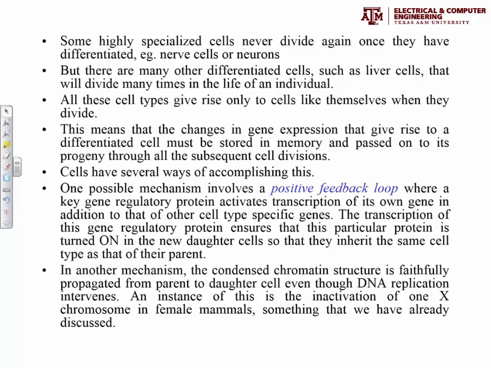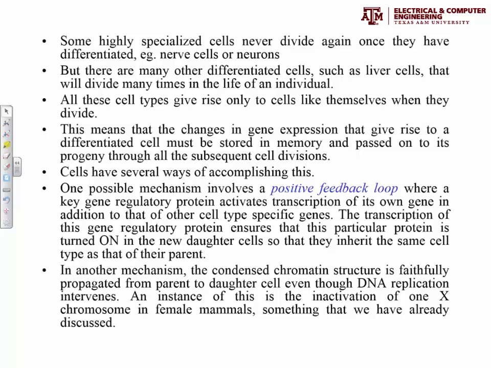This means the changes in gene expression that give rise to a differentiated cell must be stored in memory, and they must be passed on to its progeny through all the subsequent cell divisions. And cells have several ways of accomplishing this. One possible mechanism involves a positive feedback loop, where a key gene regulatory protein activates transcription of its own gene. So more of that protein is going to be produced, and when the cell divides, it will make sure that both the copies have enough of that protein to get the characteristics of that particular type.